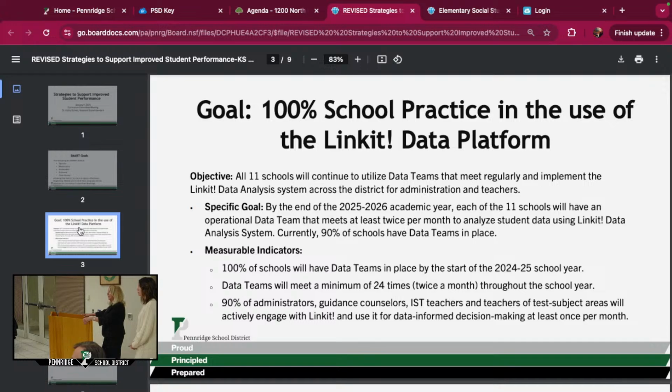And we are using the platform, the analytics system, to the best of our capacity to best meet the needs of kids. That is using the classroom data, the state data, all the data that we have to make instructional choices for kids. That's what this is about. So while 90% of the schools have the data teams in place, our goal is to make sure 100% of the schools have the data teams in place. They're meeting 24 times, twice a month throughout the year. And in particular, the tested area teachers, the teachers who are teaching math and science and reading and English, that we are ensuring that all the data that we have put into Linkit is available to the teachers to use. And Jenna talked about it, Christine talked about it, that when teachers are sitting together and they're looking at their common assessments, that's one way to do it. Does that make sense?